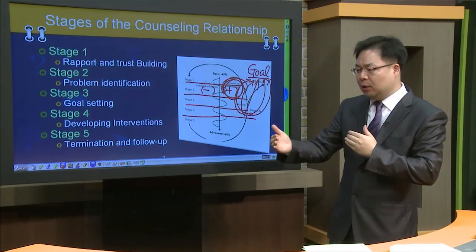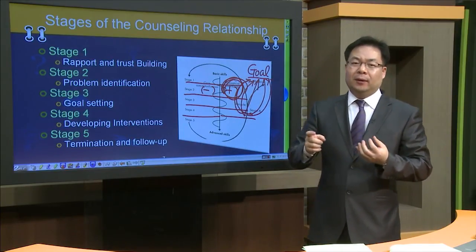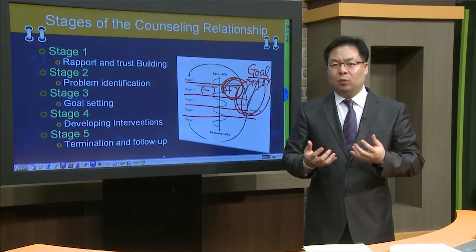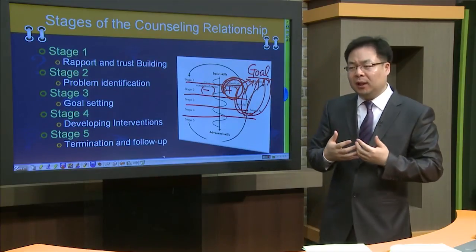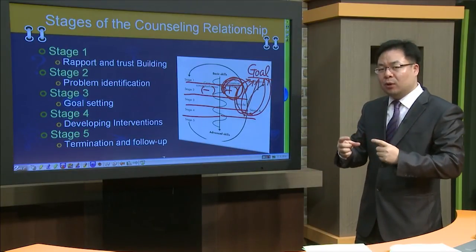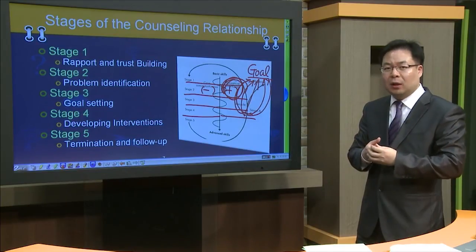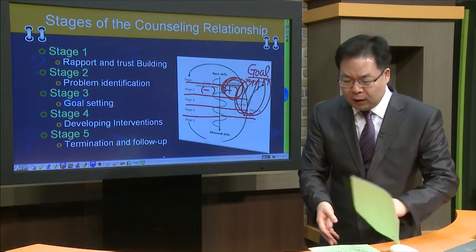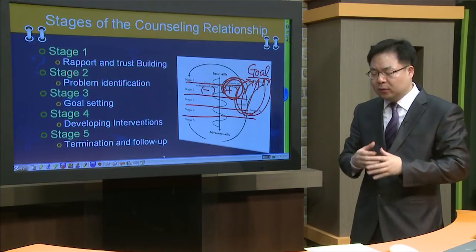So when we meet the client, we want to make a good relationship first, and then we want to identify the problem, and then we want to develop the goal, and then we want to develop strategies and interventions. And then if we believe, and if the client agrees, the counseling is achieved, then we can think about terminating the session, and we can provide the follow-up for the client.